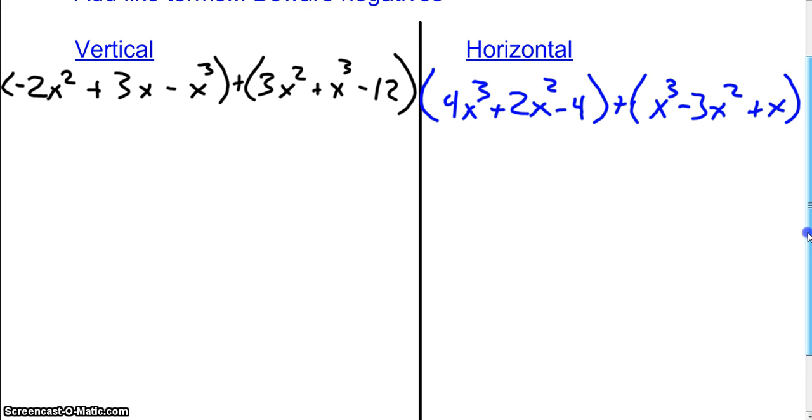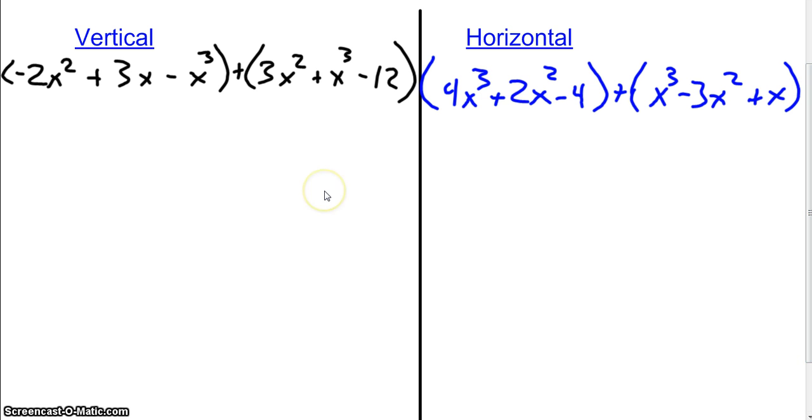The first method is to add the polynomials by stacking them vertically. Just as we do with lining up our decimals and lining up all of our place values with regular real numbers, we line up our terms in order of degree. So in other words, we line up the like terms. So let's take the second expression and align it vertically underneath the first.